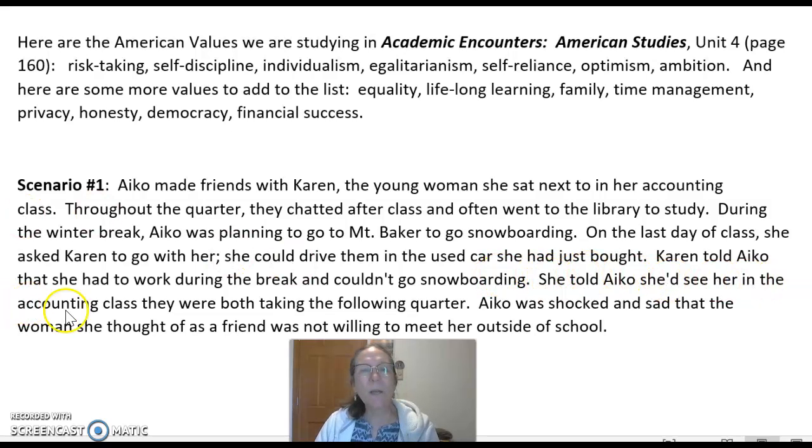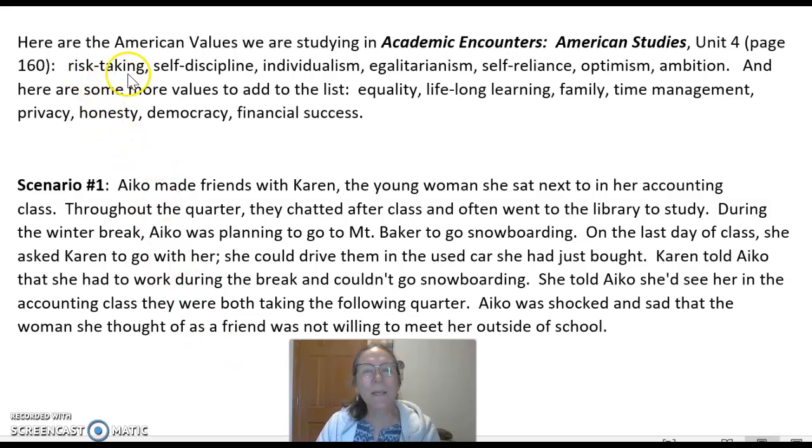Karen told Aiko that she had to work during the break and couldn't go snowboarding. She told Aiko she'd see her in the accounting class they were both taking the following quarter. Aiko was shocked and sad that the woman she thought of as her friend was not willing to meet her outside of school. That might have happened before, or something similar might have happened to you. So let's try to match these values up.